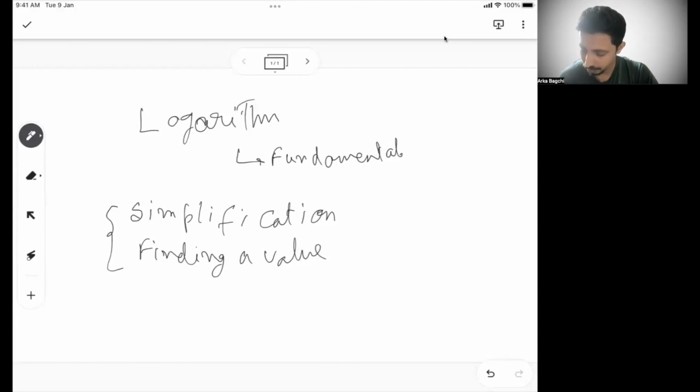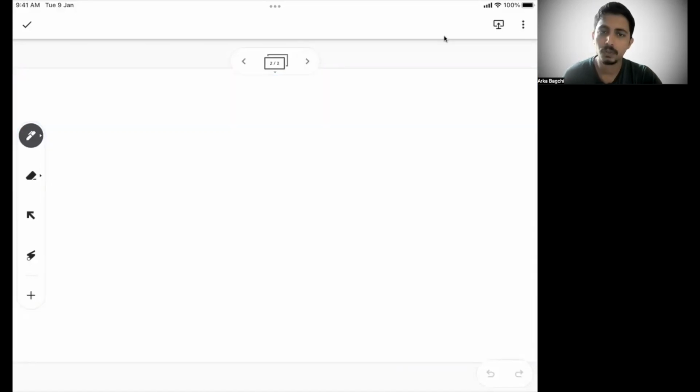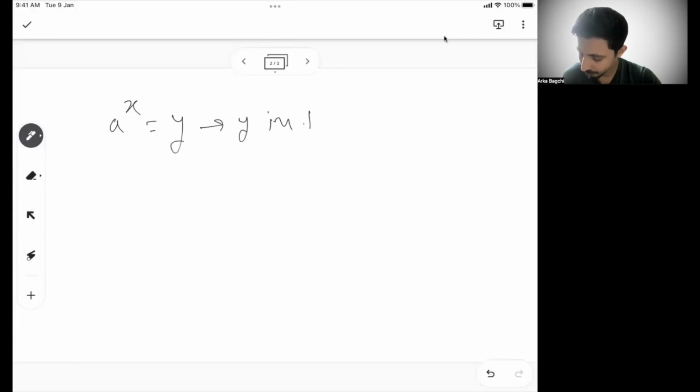Okay, let's move on. Let's say there is an expression. If we have done indices and surds kind of problems, let's say a to the power x is equal to y. Now this is an expression. Here y is represented in terms of a and x. So y in terms of a and x is given.